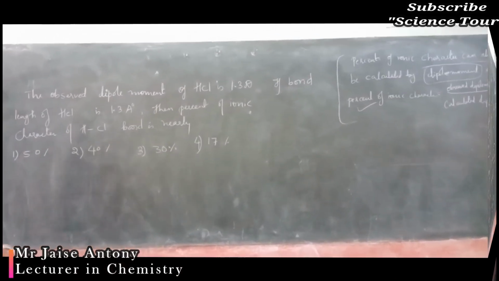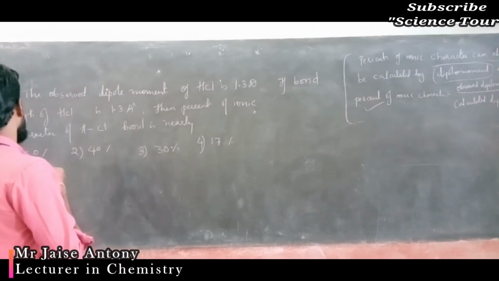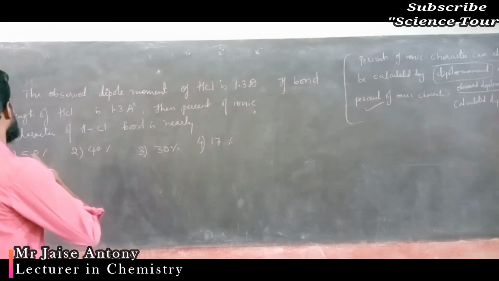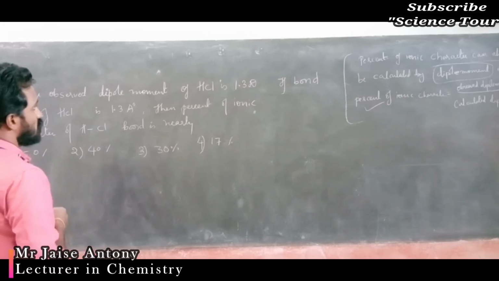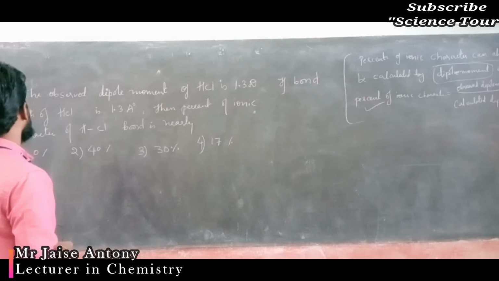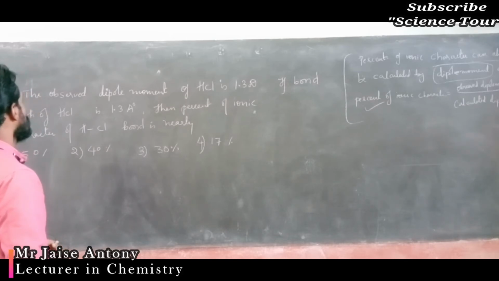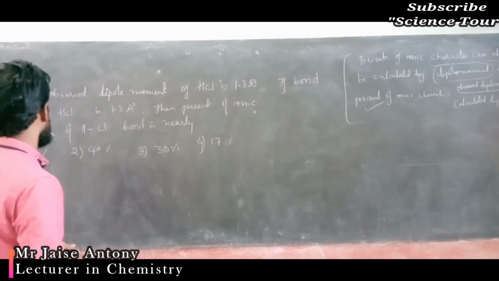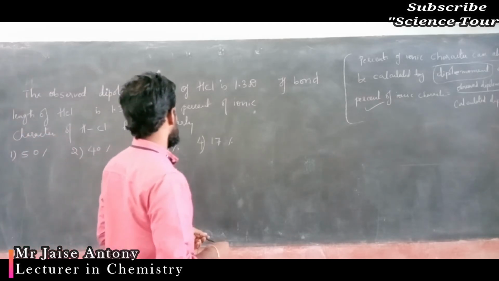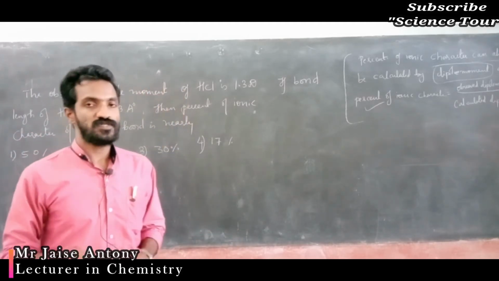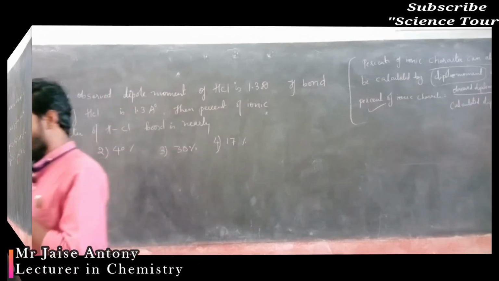My dear students, one more question. Look at this. The observed dipole moment of HCl is 1.3 D. If the bond length of HCl is 1.3 Angstrom, then the percentage of ionic character in the HCl bond is nearly, that you have to find out, my dear students. This is homework for you, please note down.